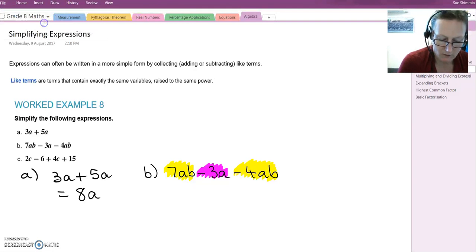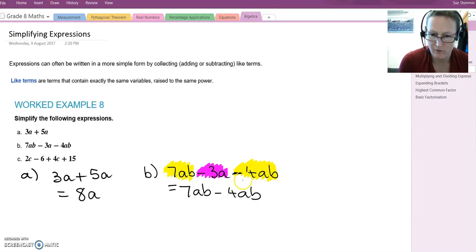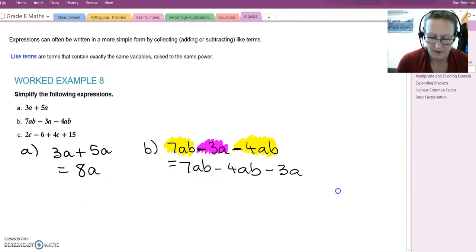So what we then do, I suggest you rewrite it so the like terms are next to each other. So we're going to write our 7ab and we're going to subtract 4ab. It's really important that when you rearrange it, you take the sign in front of it with it. And then we're going to subtract 3a because that sign there goes with our 3a. Now let's look at our like terms and we will combine our like terms.